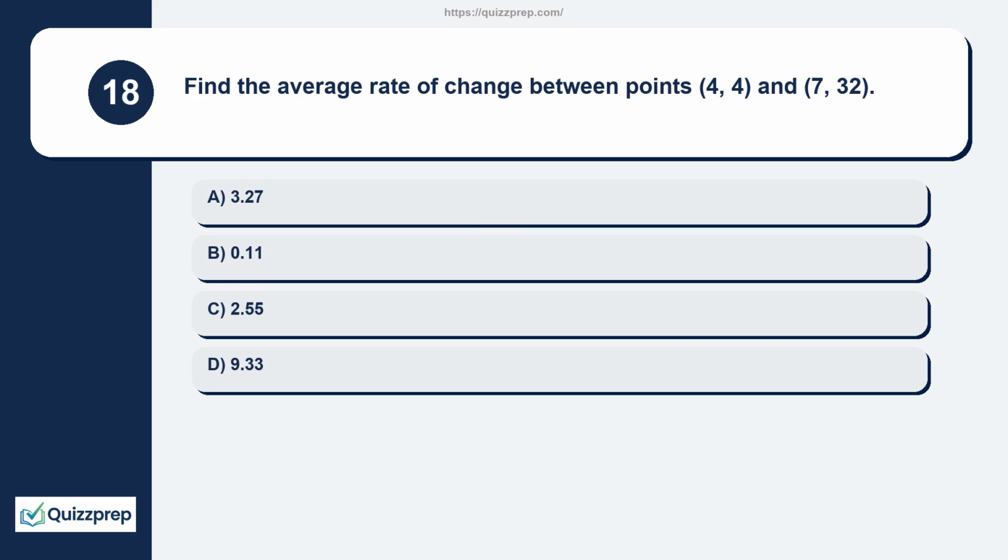Question 18. Find the average rate of change between points (4, 4) and (7, 32). 3.27, 0.11, 2.55, 9.33.